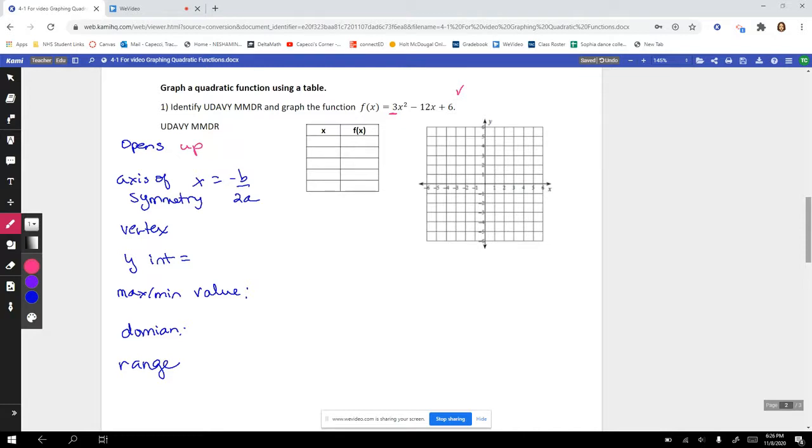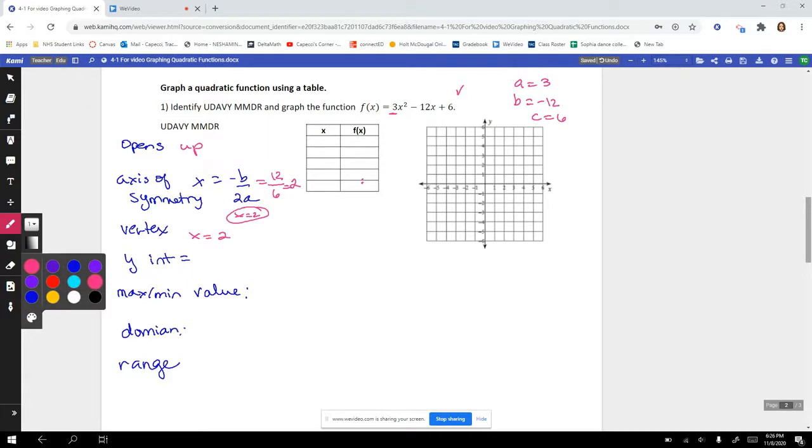Now, the axis of symmetry we need to find. So our a value is equal to 3, our b value is equal to negative 12, and our c value is equal to 6. So when we use our equation, negative b would be positive 12 over 2a, which is equal to 6, so that would give us 2. Okay, so our axis of symmetry is going to be x is equal to 2. Now, our vertex also has x equal to 2. It's that negative b over 2a.